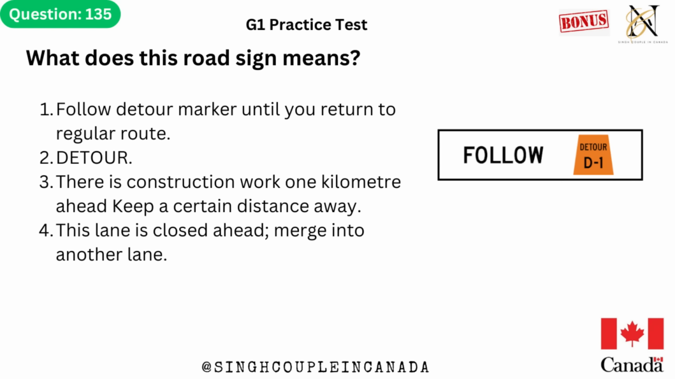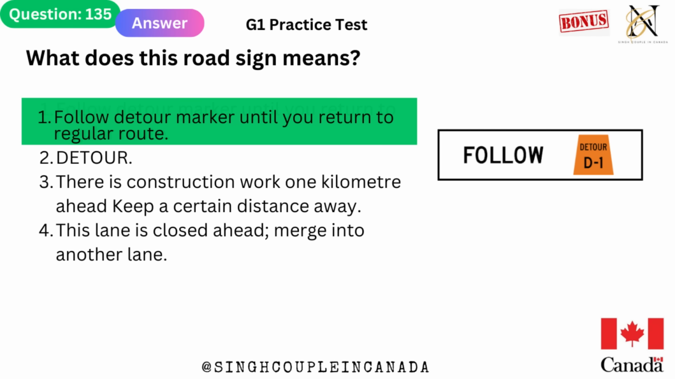What does this road sign mean? 1. Follow detour marker until you return to regular route. 2. Detour. 3. There is construction work 1 kilometer ahead, keep a certain distance away. 4. This lane is closed ahead, merge into another lane. The answer is 1. Follow detour marker until you return to regular route.